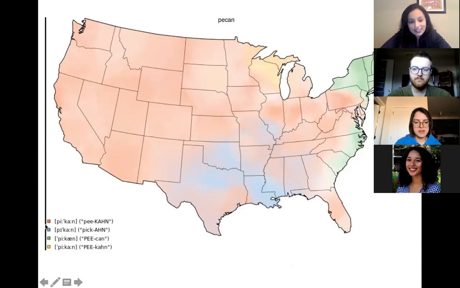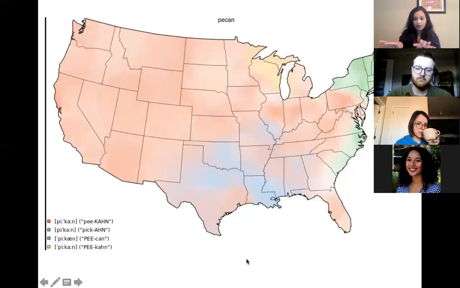Right? That's the red. So that's the majority. Pecan. Right? Pecan. And the blue is pecan, with a different vowel in the second syllable. The green, which is all the East Coast, is pecan with the stress on the first syllable. And the yellow, which is kind of concentrated around here, is pecan, right? Pecan. So two different vowels here, pecan and pecan. With the stress on the first syllable and the stress on the second syllable, but with the same vowel, right? Yeah, so whatever you said, that's what the majority of America says.